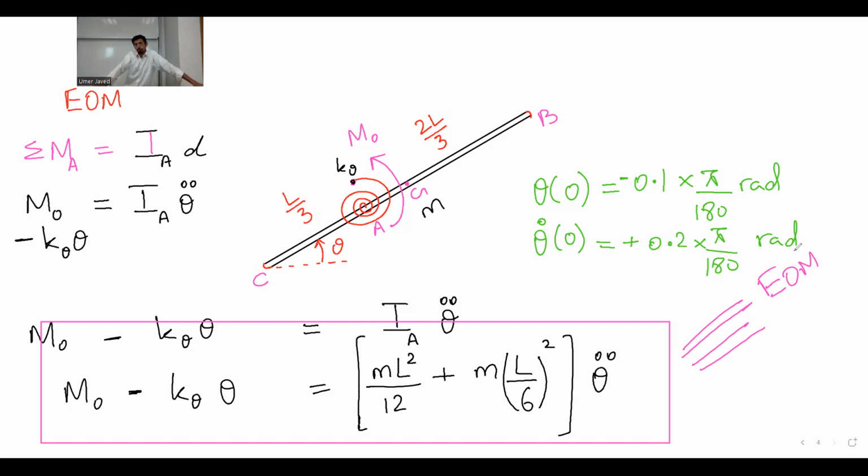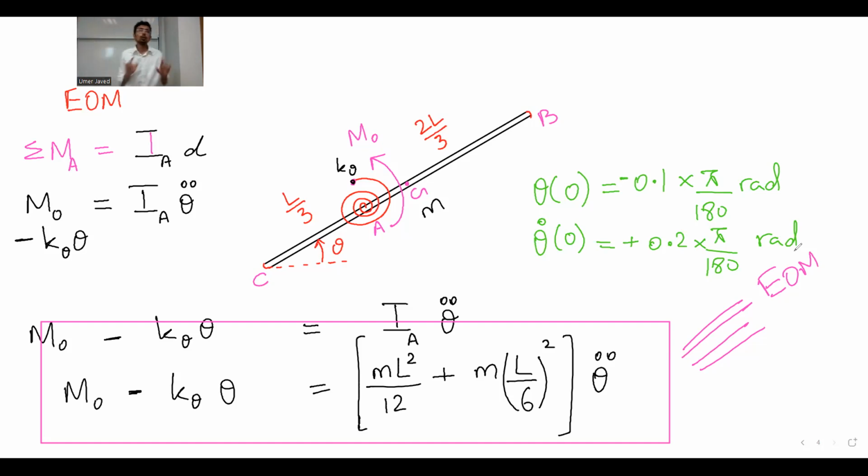Why is I equal to ML squared divided by 2? Yeah, because I will tell you. If this torsional spring was sitting right at the center, then that center point is also the point of rotation. You will write summation of moment about the point of rotation, or the center of mass for that matter, is equal to I theta double dot.